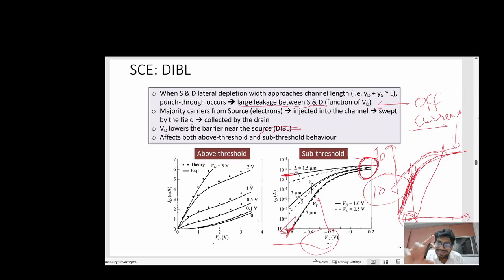The intensity is controlled with this voltage. If you give more voltage, it will be more intense. If you give less voltage, it will be less intense, right?